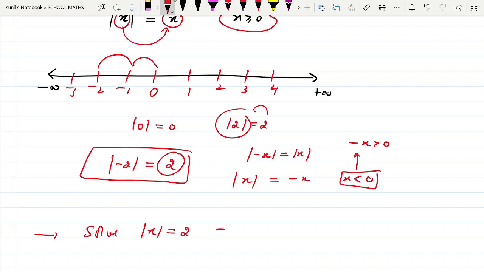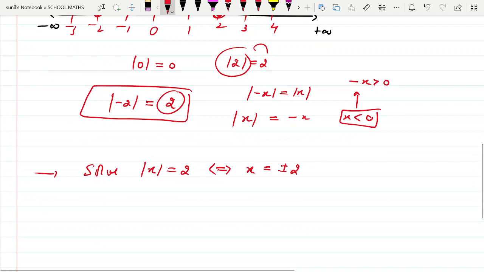So certainly the possible values are x equals plus minus 2. What we are concluding here is that whenever the absolute value is some positive number, we are interested in finding those points whose distance from the origin is exactly 2. So what are those points? You can mark here, this is 2 and this is minus 2.